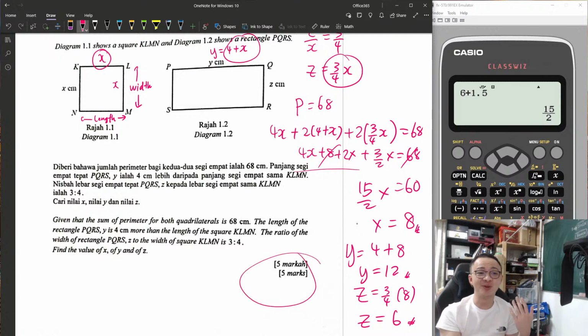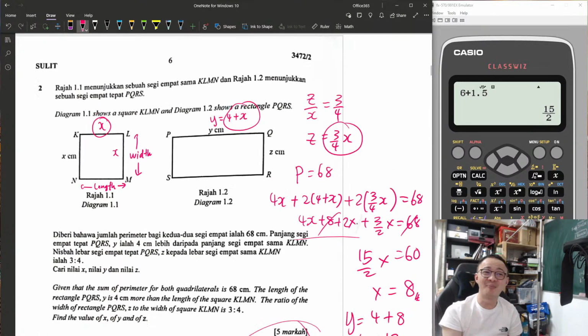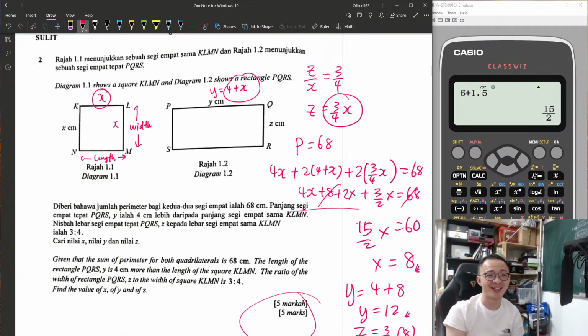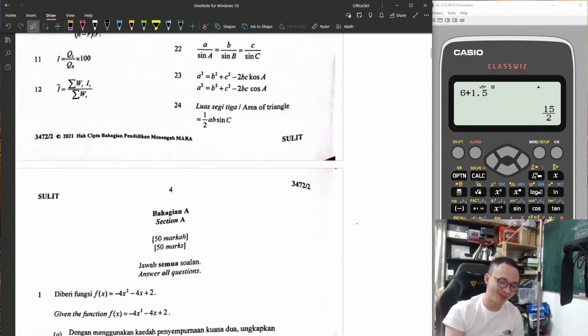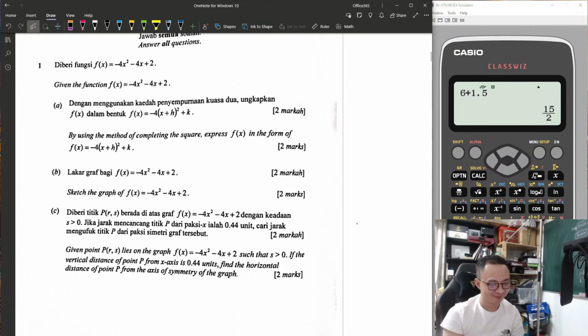Yeah, as long as you know how to solve this kind of question. I don't know, this one compared to the just now the k-bar question, this one looks extremely easy to me. Alright, so time travel back to question number 1.